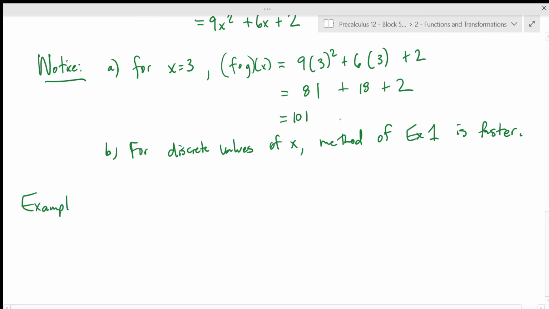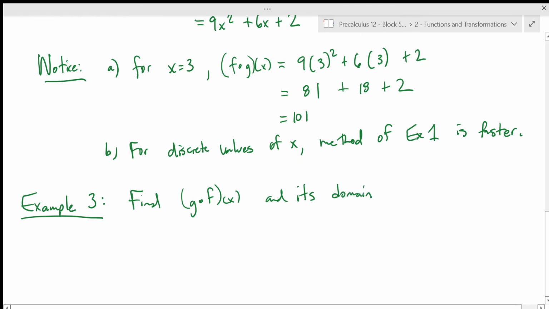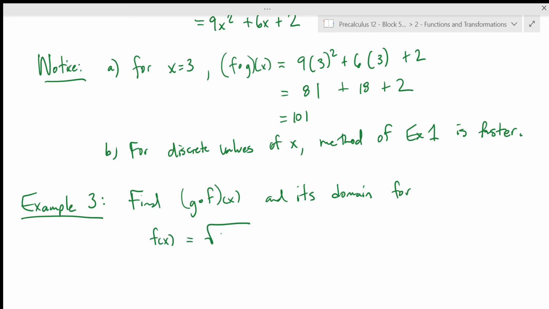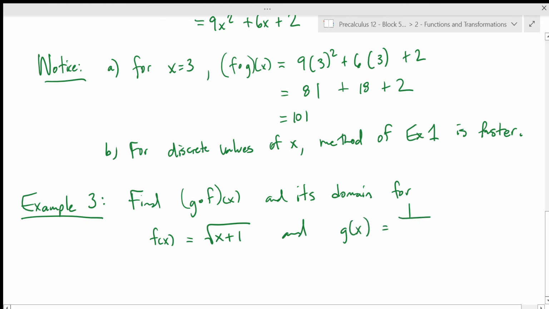Hopefully that gives you an idea about how we compose functions when we're plugging in a discrete value, just a specific value of x, or when we're doing it for the entire function. Okay, we are going to find g composed with f of x and its domain. And we're going to talk a little bit about how the domain of a composition of functions works. And the functions we're going to be using are f of x equals radical x plus 1, and g of x equals 1 over x minus 1.